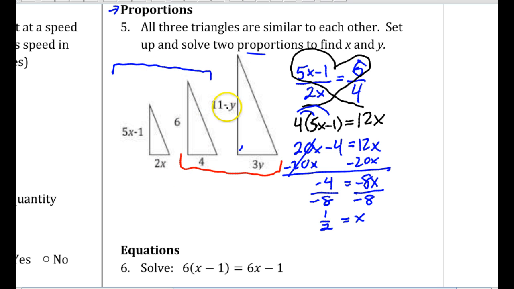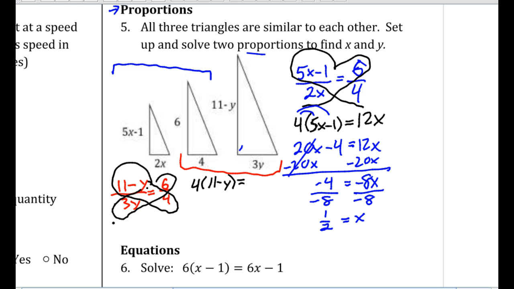Let's see here. Same thing, height over base. 11 minus y over 3y, 6 over 4. Go ahead and multiply those together. We have up here 4 times 11 minus y equals 6 times 3y, or 3y times 6.